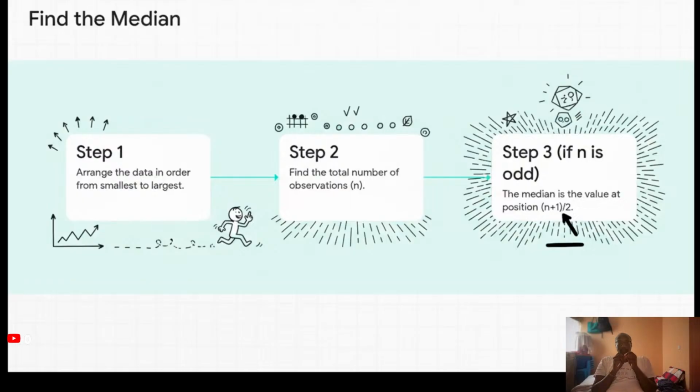Step 2, count them up. How many numbers do you have? We just call that n. And step 3, if that n is an odd number, there's this little magic formula, (n + 1) / 2. That'll tell you the exact spot where your median is hiding.